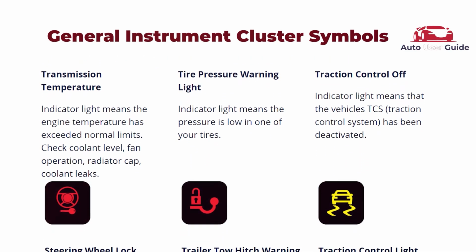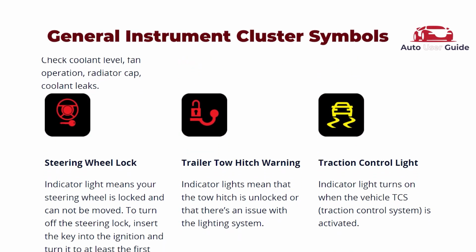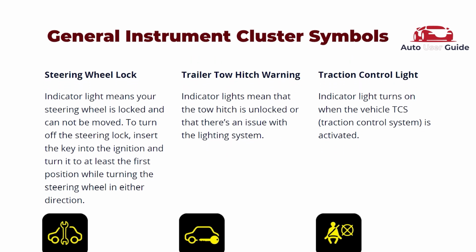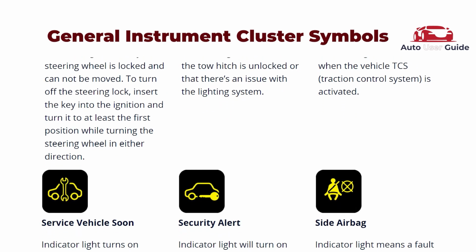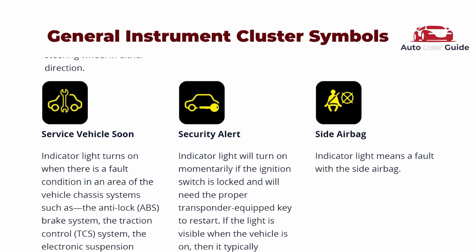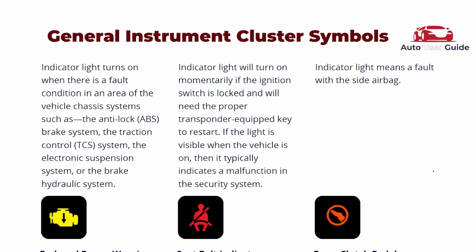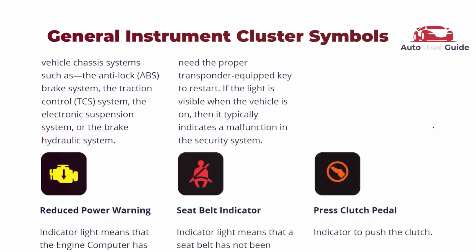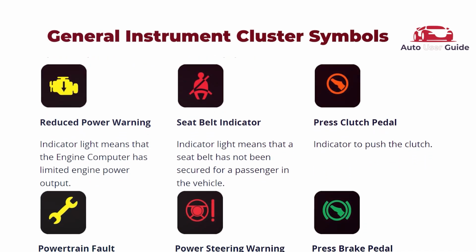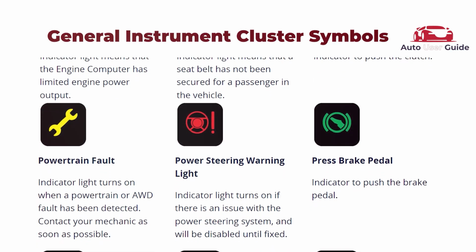Knowing what these symbols mean and how to respond can help prevent breakdowns, maintain your car's performance, and ensure your safety on the road. From the check engine light to the oil pressure and battery indicators, each symbol serves as an alert to help you take action before a small issue becomes a bigger problem. Understanding these warnings can give you peace of mind, keeping you aware of potential issues and allowing you to address them promptly. Now let's dive into the most common symbols you may encounter and what they mean for your vehicle.